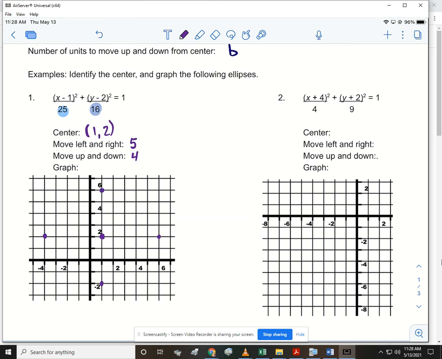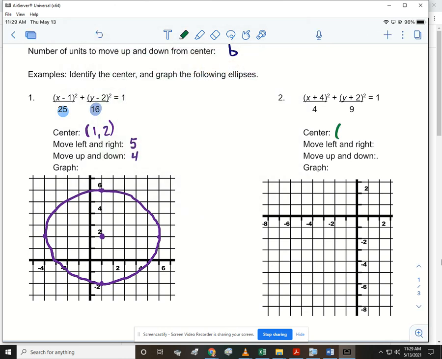Let me try it again. I'm going to try one more time and then I'm going to give up. Okay, so pretend that's curvy and not all wobbly. Alright, so let's look at example 2.